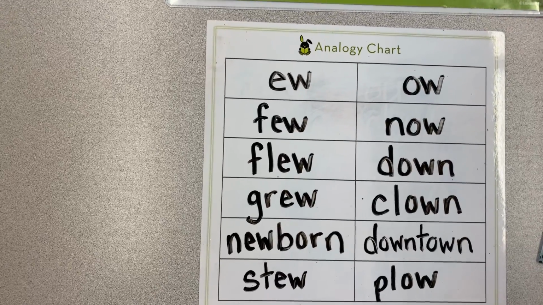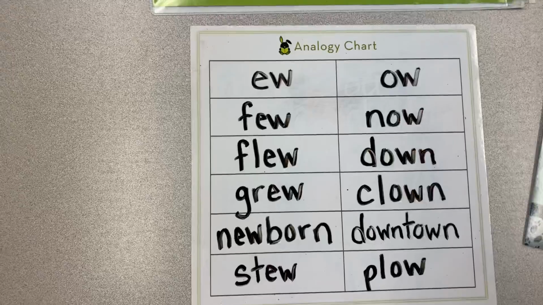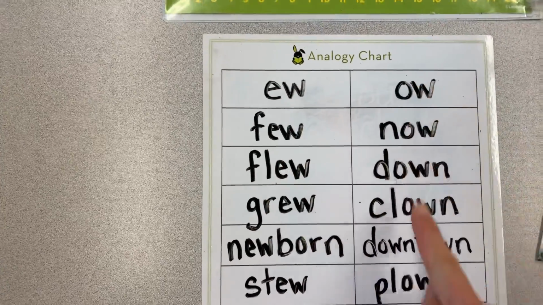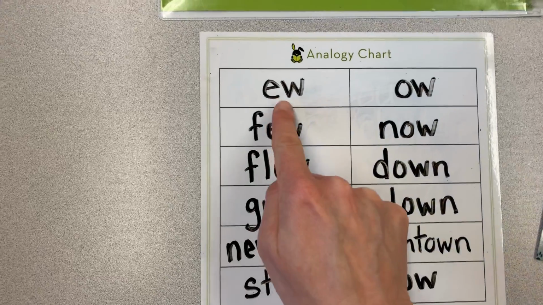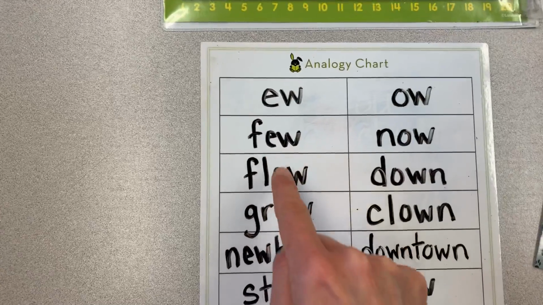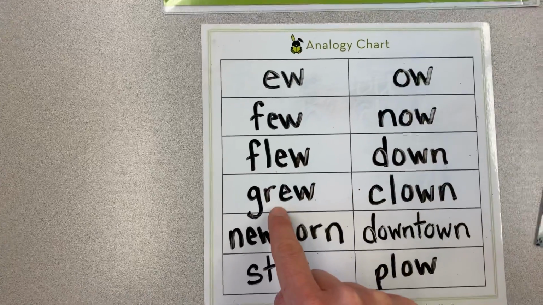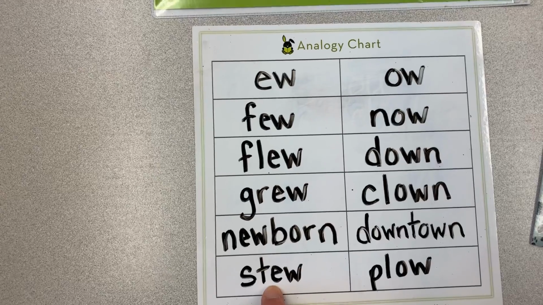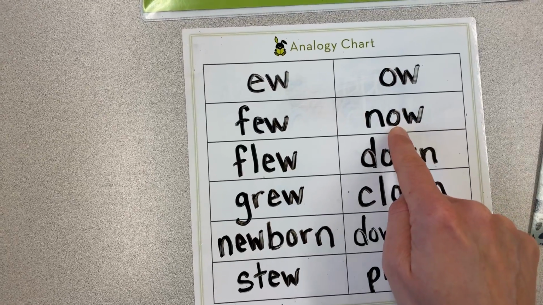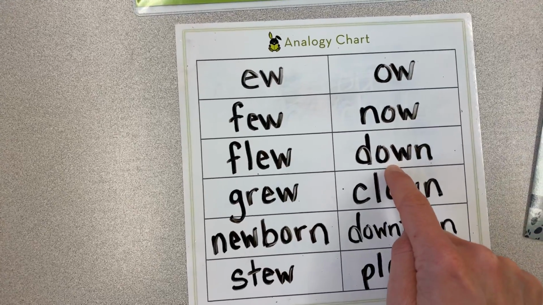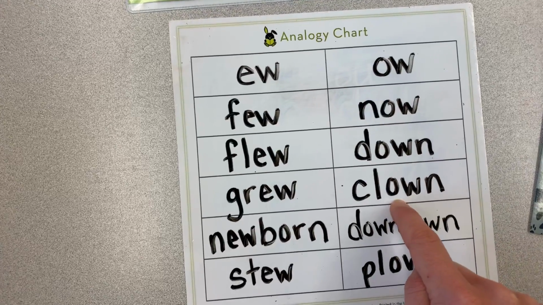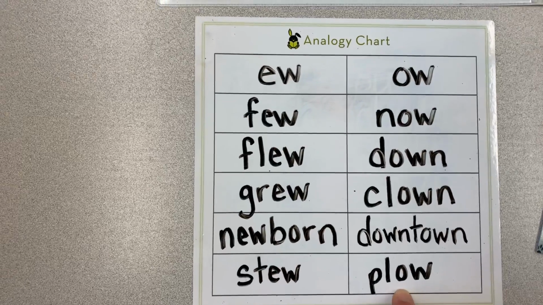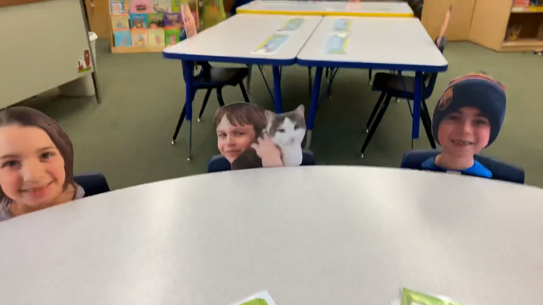All right, Tigers, you can put your marker away. Let's read our lists together. Let's start with the OO list, and then we'll go into the OW list. Are you ready? Fingers out. Here we go. Few, flew, grew, newborn, stew. Now, down, clown, downtown, plow. Good job, Tigers. I am proud of you.